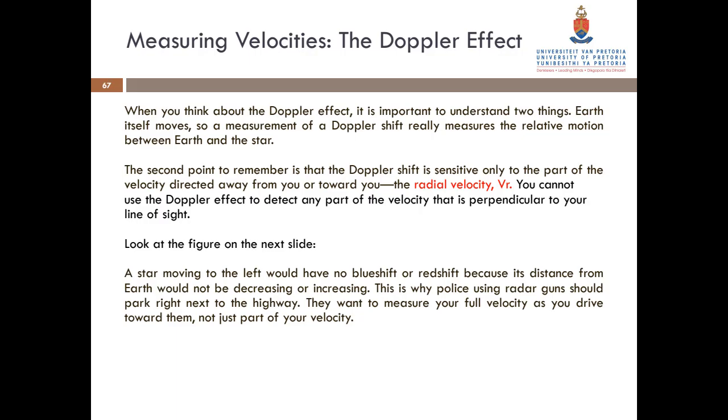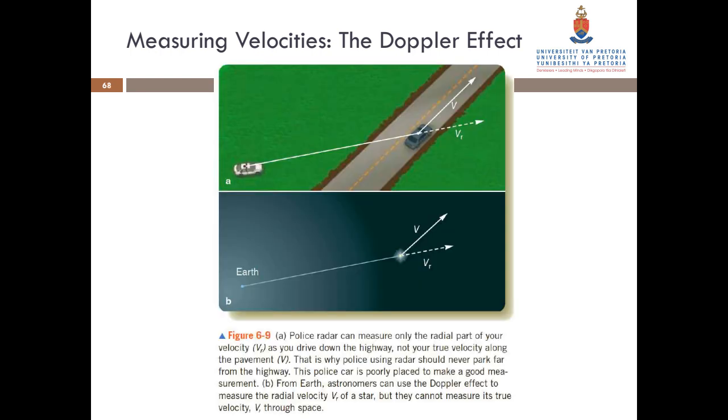Okay, cool. A star moving to the left would have no blueshift or redshift, because its distance from Earth would not be decreasing or increasing. This is why police using radar guns should park right next to the highway. They want to measure your full velocity as you drive towards them, not just part of your velocity. So there's an example of how we would measure it. You can go through this on your own time.